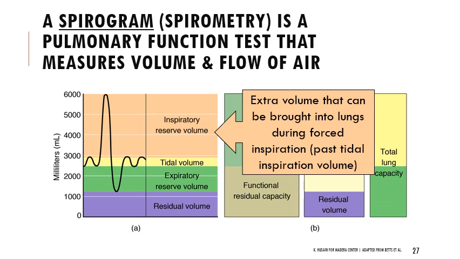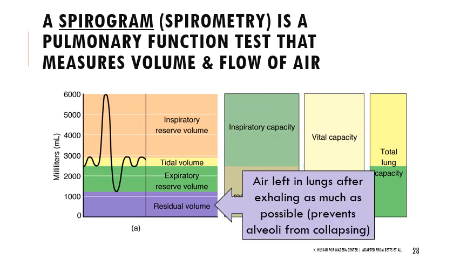So we have in this spirogram a few not shallow breaths, but normal breaths. We have this breathing in, this inspiratory reserve volume, and then breathing out as much as possible, the expiratory reserve volume. And then anything else that's left in your lungs, this air that's left in your lungs after you exhale as much as possible, is the residual volume. And so that's going to be very important for preventing the alveoli from collapsing.